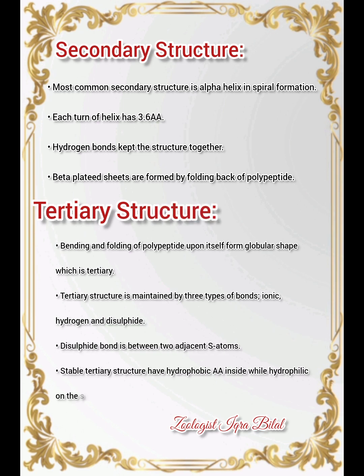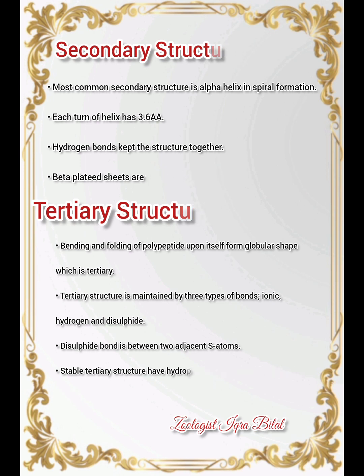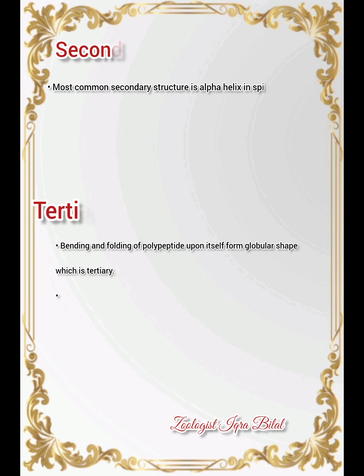Now, tertiary structure. Bending and folding of a polypeptide upon itself forms a globular shape, which is tertiary structure. Globular means round or spherical. Tertiary structure is maintained by three types of bonds: ionic, hydrogen and disulfide. A disulfide bond is between two adjacent sulfur atoms. Please remember it. A stable tertiary structure has hydrophobic amino acids inside while hydrophilic ones are on the surface. Please remember this fact, it is very important in PPSC exams.